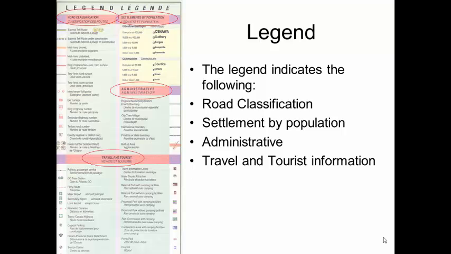You'll also notice the travel and tourist information. This is important information for you if you're traveling throughout Ontario and you're looking for things. It tells you stuff like where the GO stations are, Trans-Canada Highway, local and secondary airports, major airports, first aid stations, etc., etc., etc.